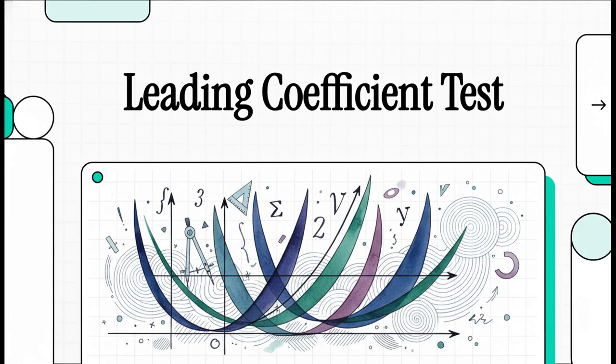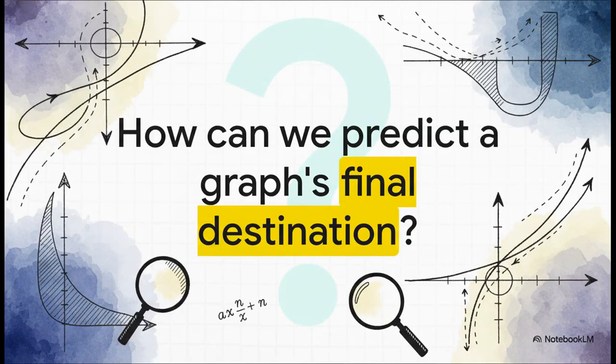It's called the leading coefficient test, and today we're going to learn how to predict any graph's ultimate fate. So that's the big question, right? How can we possibly know where a graph is headed just by a quick glance at its equation? It might seem like some kind of algebra magic, but believe me, it's not. It's actually a totally predictable outcome based on a couple of very, very simple clues.